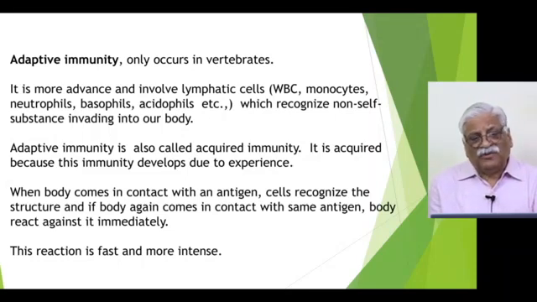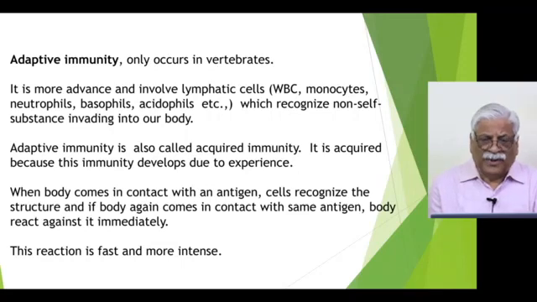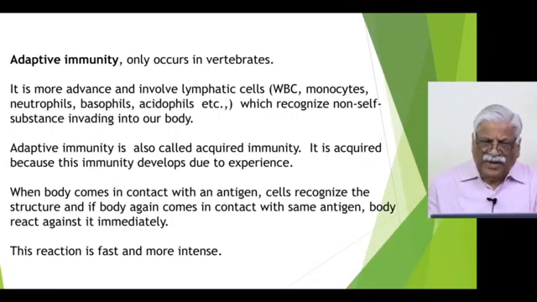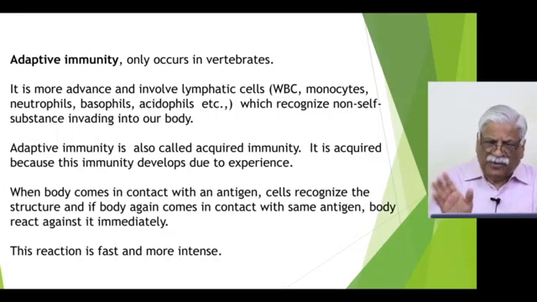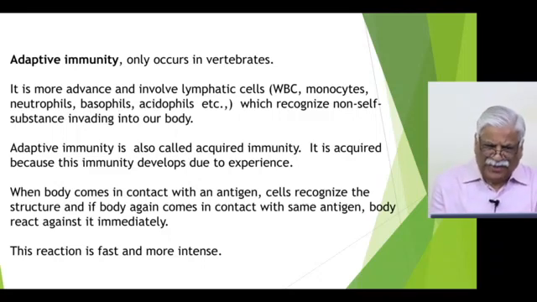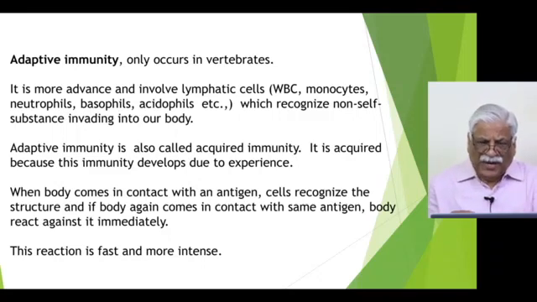Adaptive immunity is also called acquired immunity. The reason is very simple. It is acquired because this immunity develops due to experience. Innate immunity is present in our body right from birth, but this type of immunity develops in our body because of an experience. Suppose an insect bites our skin, the cells present in the body will try to recognize the poison which is injected by the insect.